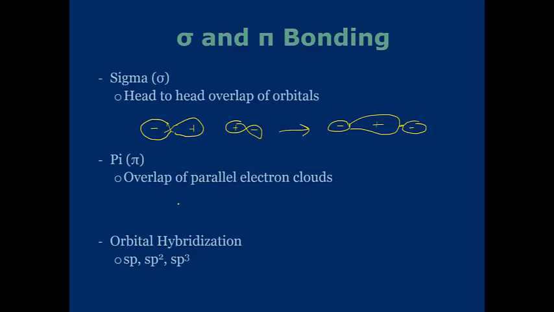Now obviously, if these weren't lined up favorably, you would see non-bonding. But if they do bond, this is what you'll see. This is a direct head-to-head overlap between these two. Pi bonding, on the other hand, is the overlap of parallel electron clouds. So again, if they're lined up nicely, the interaction is like so.